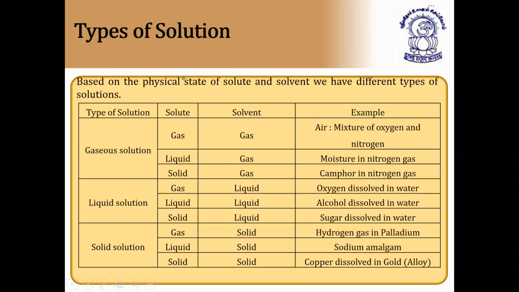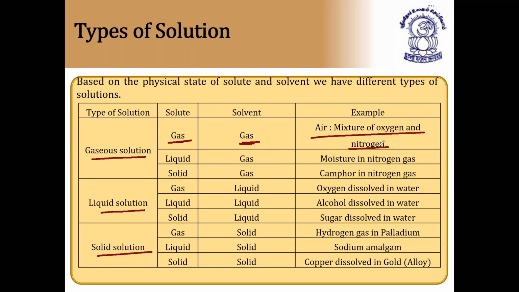Types of solutions. Solutions means you think only it is in liquid form. It is not correct. We have gaseous solution, liquid solution, and solid solution. First type, gaseous solution. In this, the solute is gas and the solvent is also gas. That is also called a solution. Don't think it is only liquid, where some amount of solid or gas is dissolved in it. It can be gas in gas also. Example, air is a mixture of oxygen and nitrogen. So nitrogen is solvent and oxygen is solute. In this way, you will get the gas solvent.